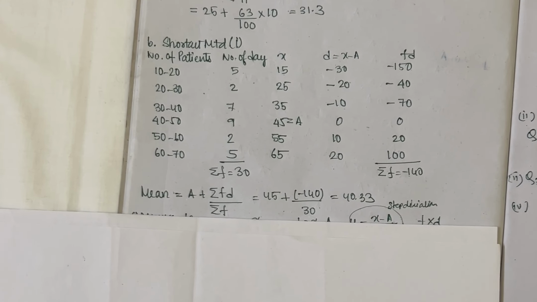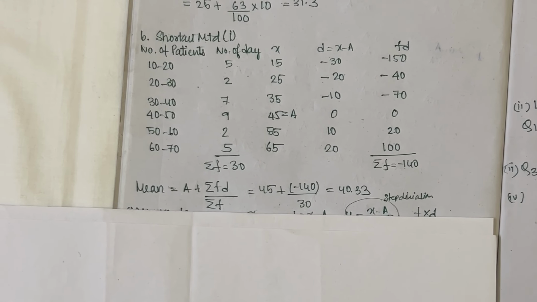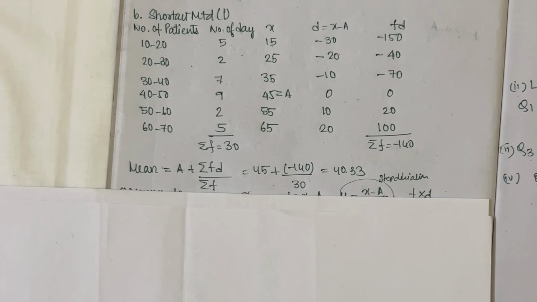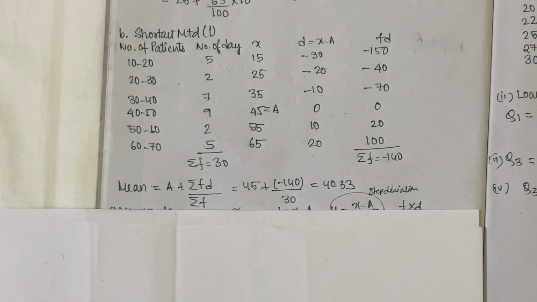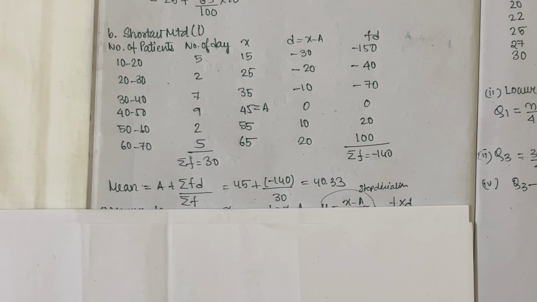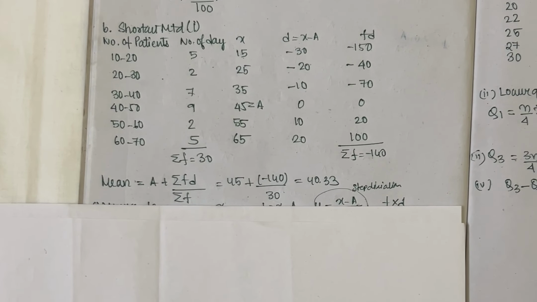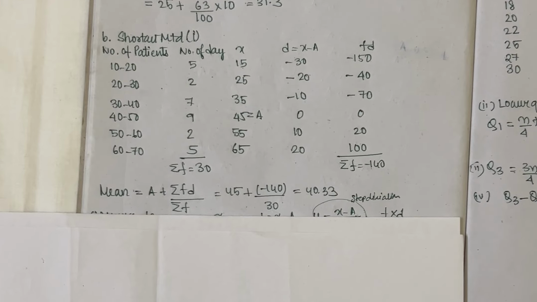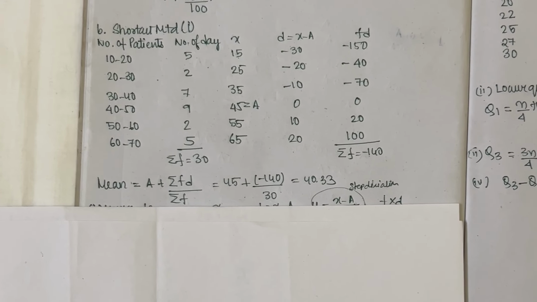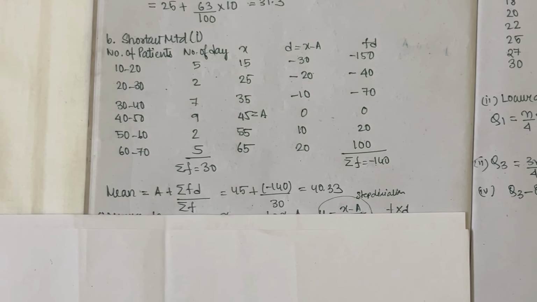Now we know d is equal to x minus A. So we are just subtracting the values of x and A that are provided. We get minus 30, minus 20, minus 10, 0, 10, 20. Now f into d. We are just multiplying f into d. We get minus 150, minus 40, 70, 0, 20, 100. That comes to the summation of minus 40. Now the shortcut method's formula is A, that is assumed mean, plus summation of fd by summation of f. On putting the values and simplifying, we get 40.33.